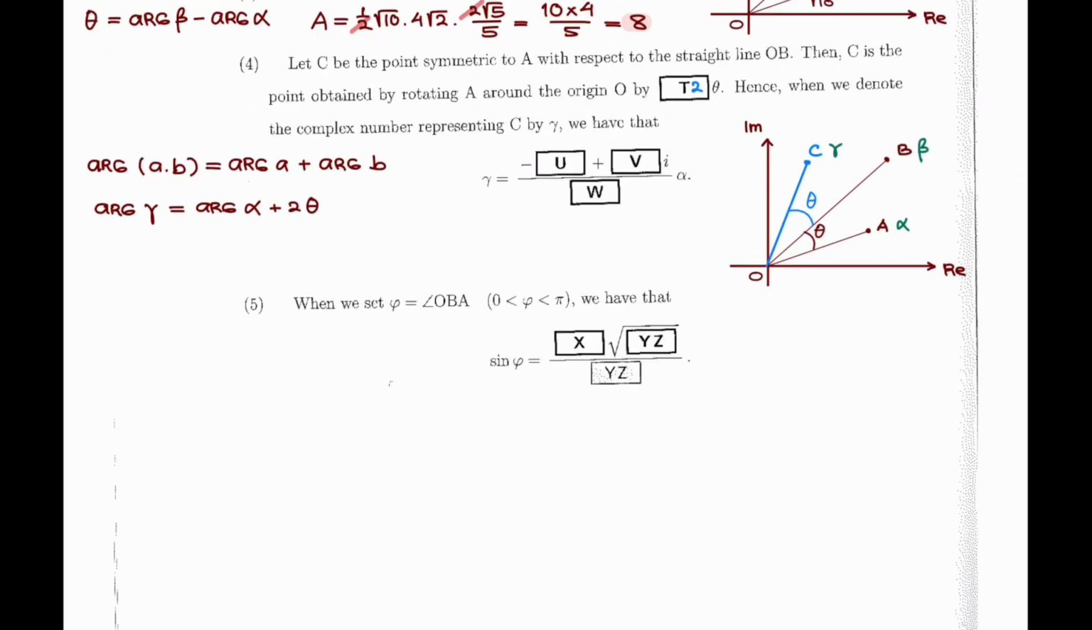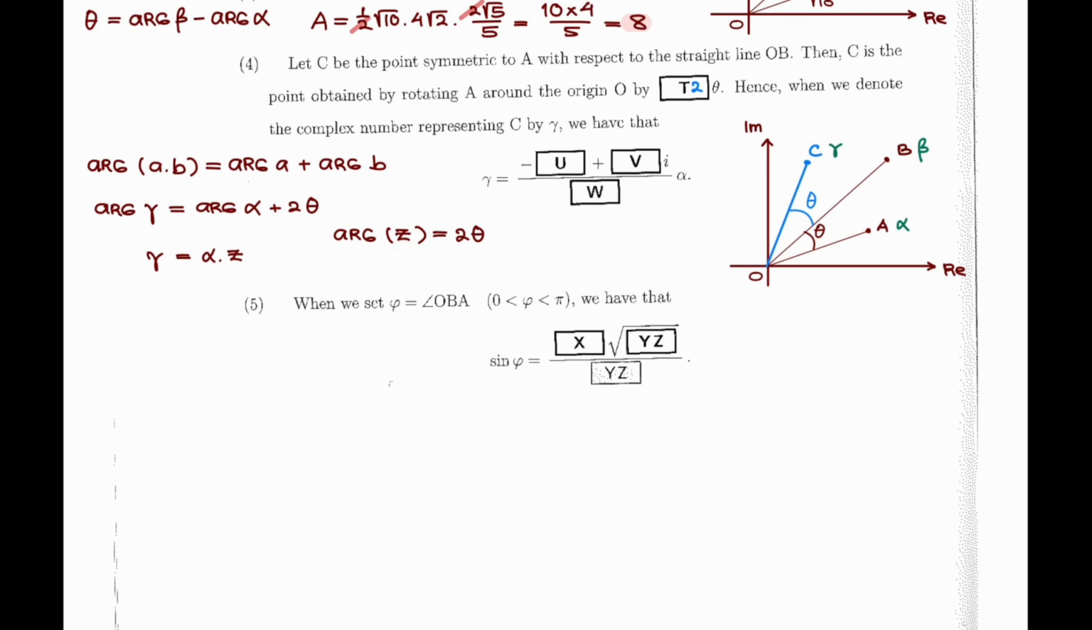So in this case, I can say that the complex number gamma is the complex number alpha times another complex number. We do not know the other complex number here, but gamma is equal to alpha times another complex number with argument 2 theta. So I will write down gamma is equal to alpha times, let's say, z. The argument of z is equal to 2 theta. But since we do not change the length or the magnitude, I can say that the magnitude of z must be equal to 1.